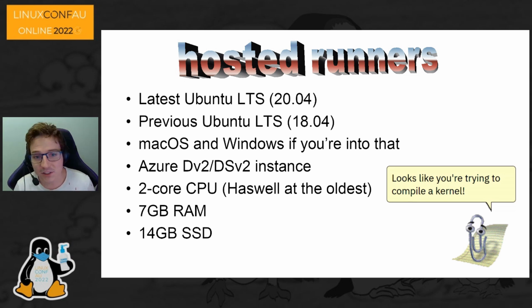There's 7 gigs of RAM and 14 gigs of disk space per instance. So that is not what you get total across your repository. That is what you get for one configuration of one job at once. So you can have a lot of these running at the same time. It's not like your entire workload must be constrained to this single VM.